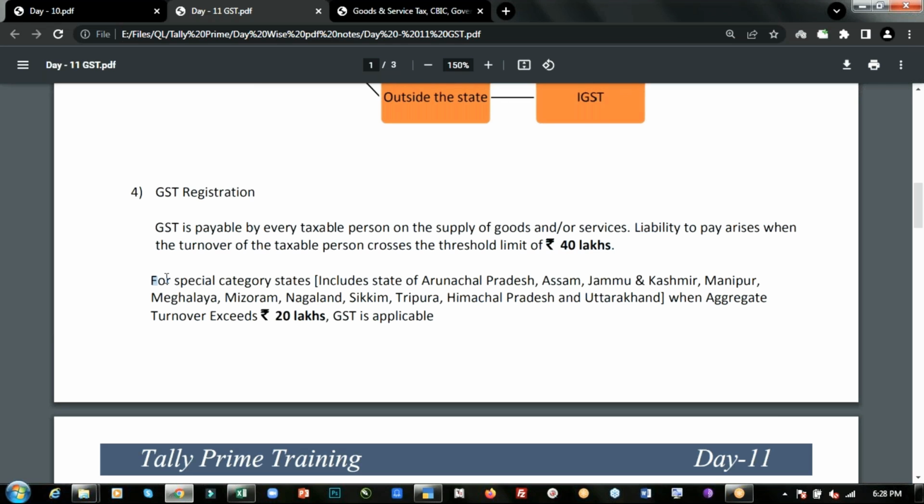But for some special category states, this limit is 20 lakh, including states like Arunachal Pradesh, Assam, Jammu Kashmir, Manipur, Meghalaya, Mizoram, Nagaland, Sikkim, Tripura, Himachal, and Uttarakhand. In these states, the aggregate turnover limit is 20 lakhs per annum.